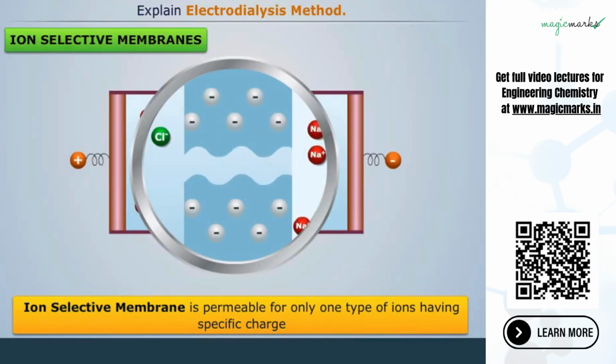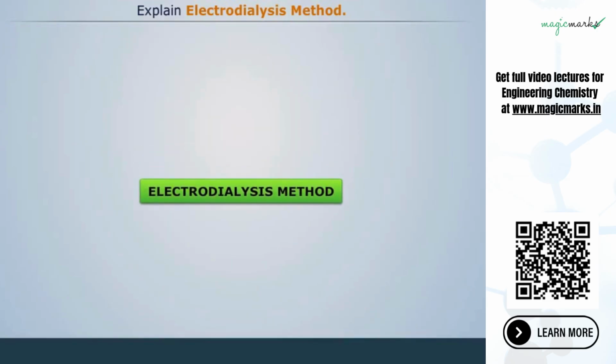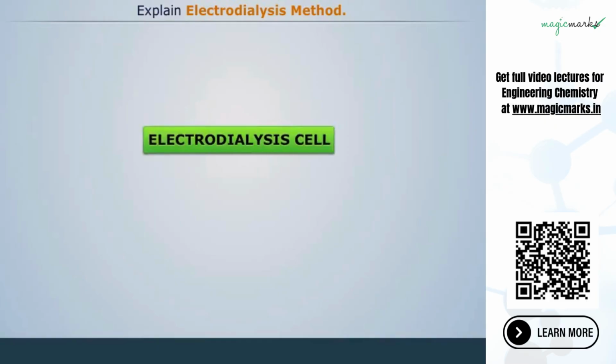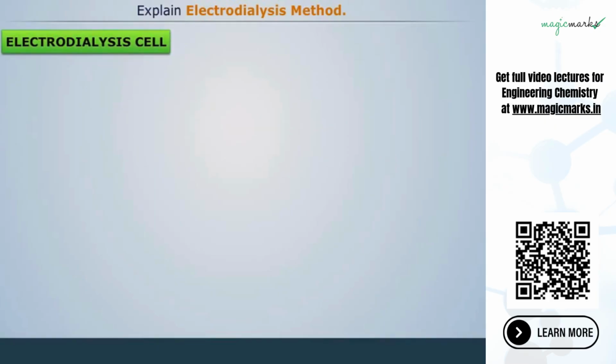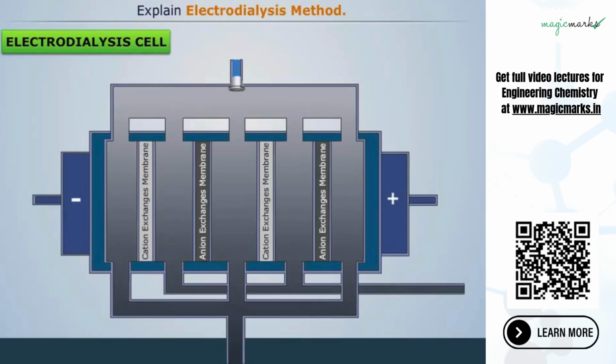Let us now discuss how this electrodialysis method is actually carried out. This process is carried out in a special type of cell called electrodialysis cell. This cell consists of two electrodes and ion selective membranes, which are permeable to either cations or anions. Here the anode is placed near the anion selective membrane, while the cathode is placed near the cation selective membrane.